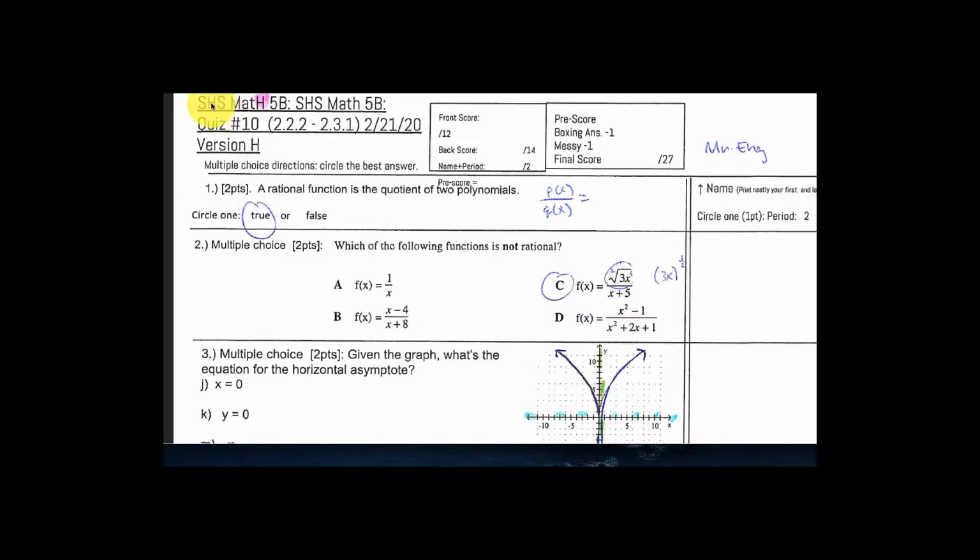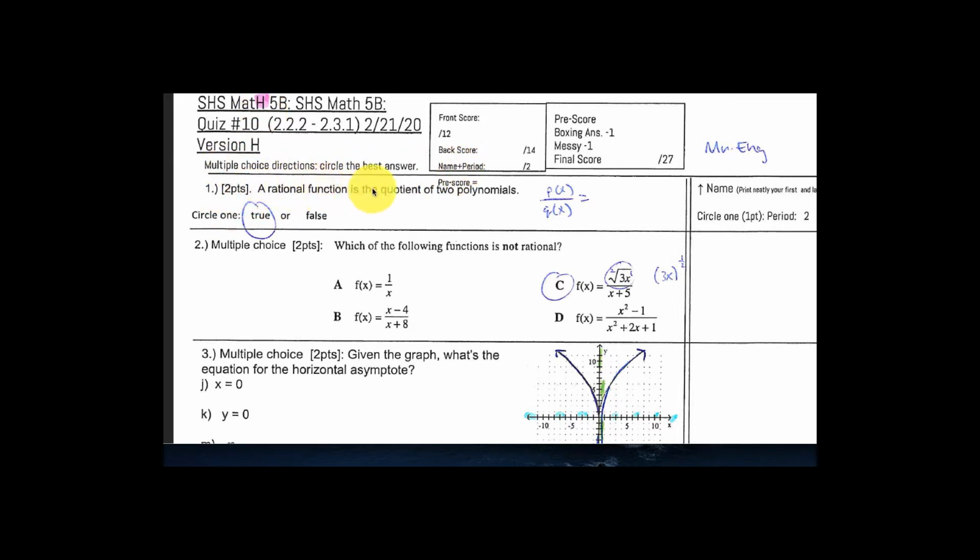Mr. N going over the Math 5, quiz number 10, Pascal's triangle and parts of rational functions, the asymptotes, horizontal and vertical, taken February 21st, 2020. They all said version H, but the real version you'll know is by the capital letter up here. And so I'm going to call this version H. Multiple choice directions, circle the best answer.